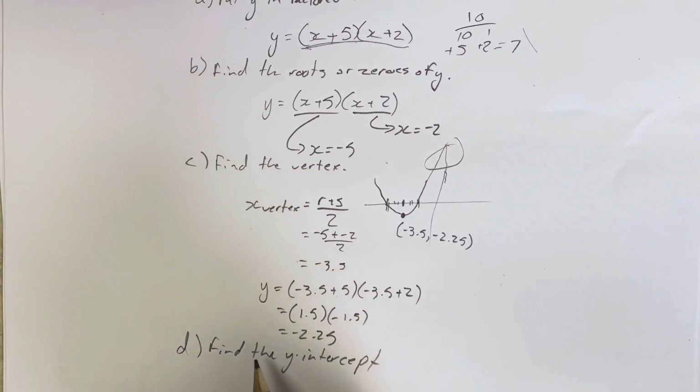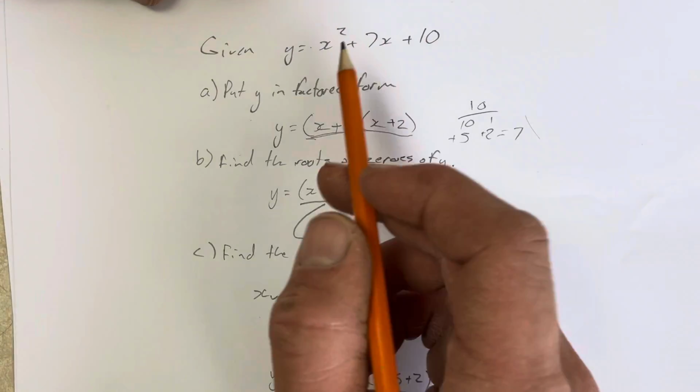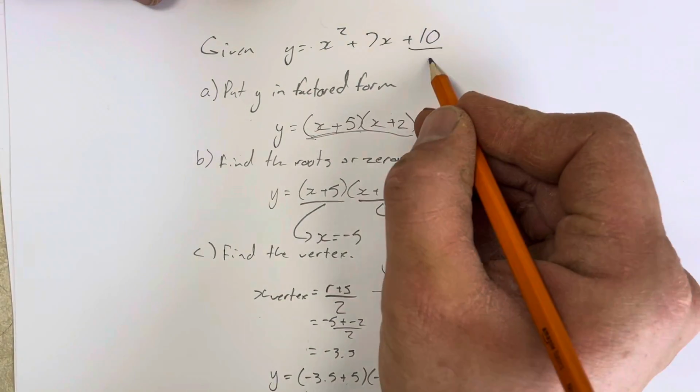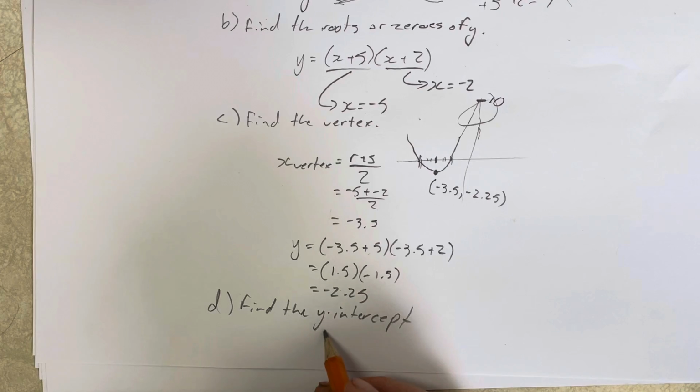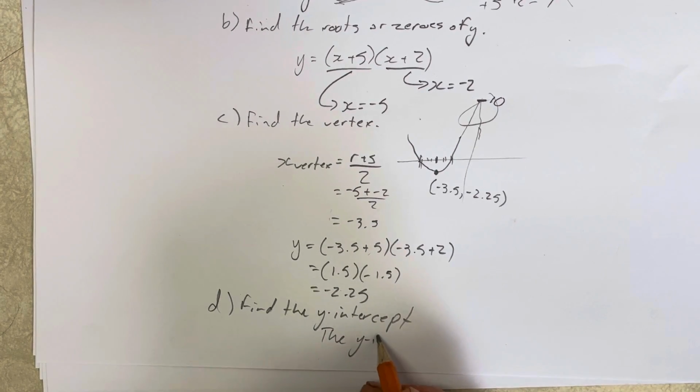Now, you could go through and do a bunch of work, or if you had it in standard form, the value of c is your y-intercept. So this is going to cross up here at 10, and we could just state from standard form, the y-intercept is 10.